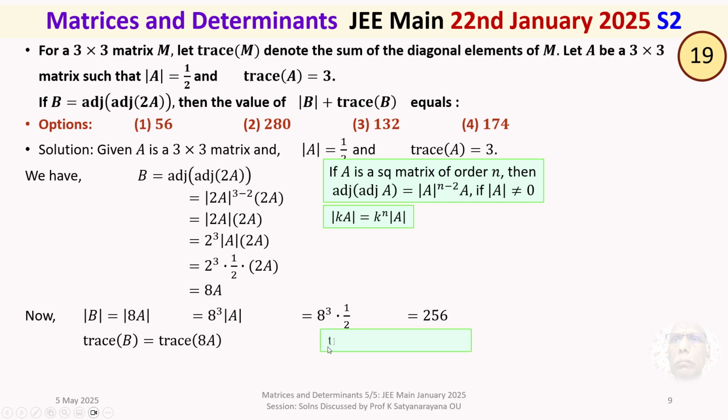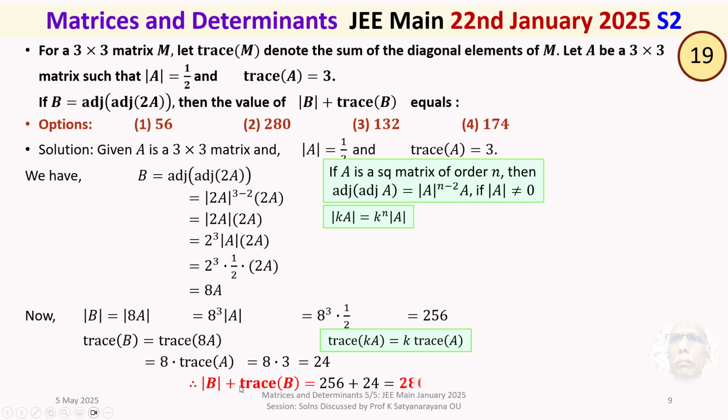Right. Now the trace of B, that is the trace of 8A. Now recall, the trace of k times A is k times the trace of A. So the trace of 8A is equal to 8 times the trace of A. That is 8 into the trace of A, which is given to be 3. So 8 3s are 24. Now we want the determinant of B plus the trace of B, that is 256 plus 24, that is equal to 280. Where is 280? Option 2.